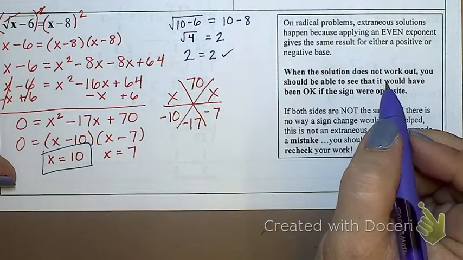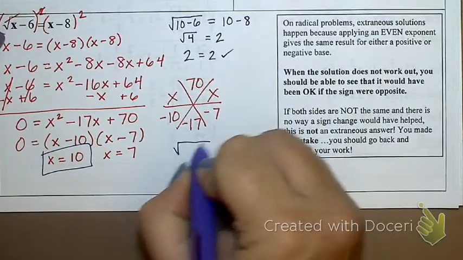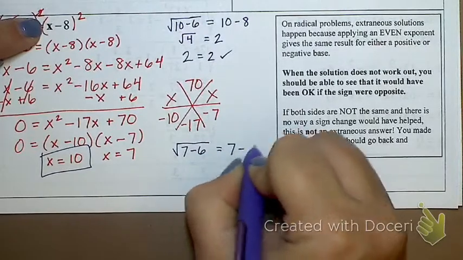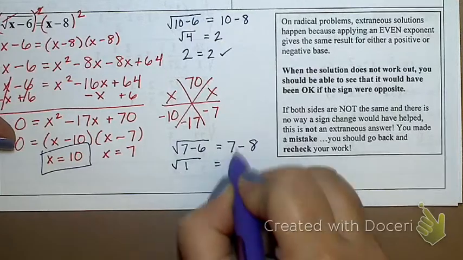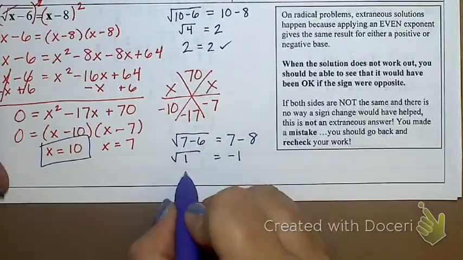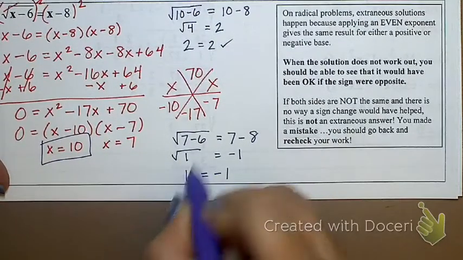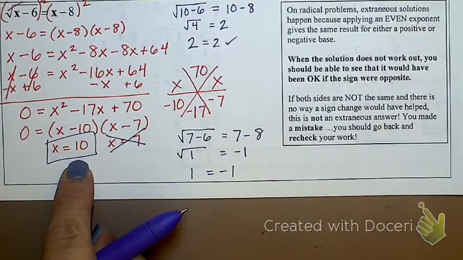Now let's try x equals 7. So the square root of 7 minus 6, does that equal 7 minus 8? Well, 7 minus 6 is 1. 7 minus 8 is negative 1. Is the square root of 1 equal to negative 1? No, because the square root of 1 is positive 1. So that answer is no good. My only valid answer is x equals 10.